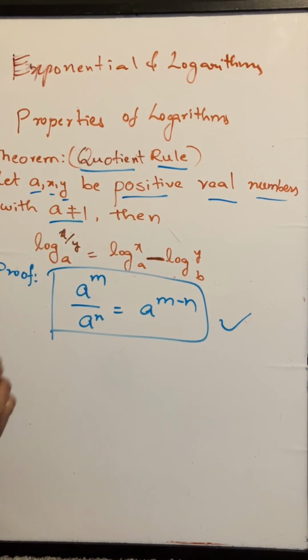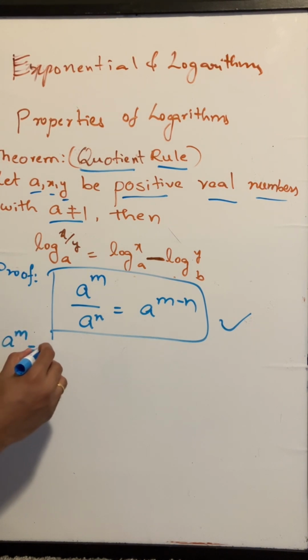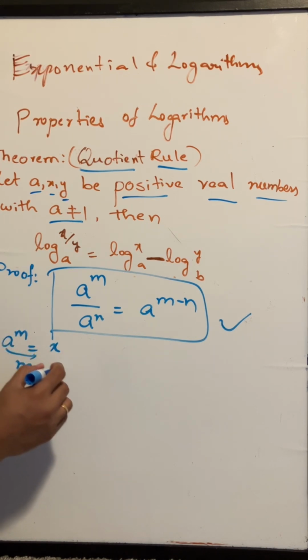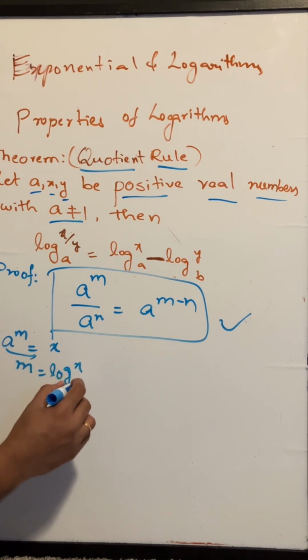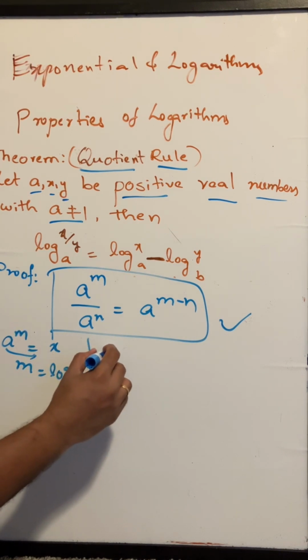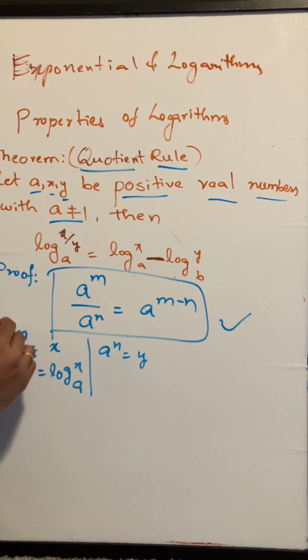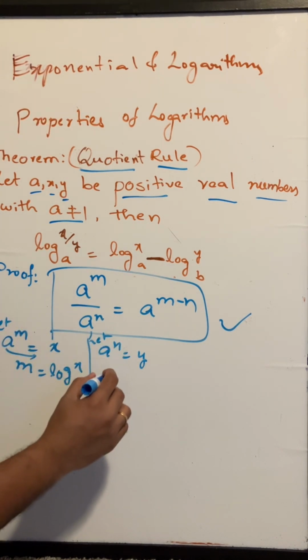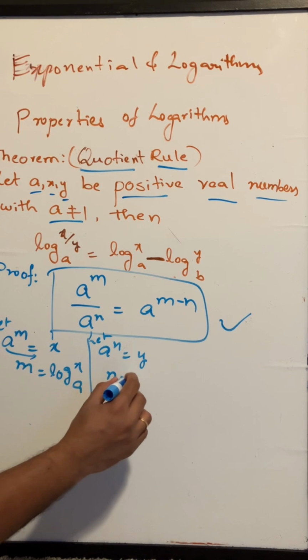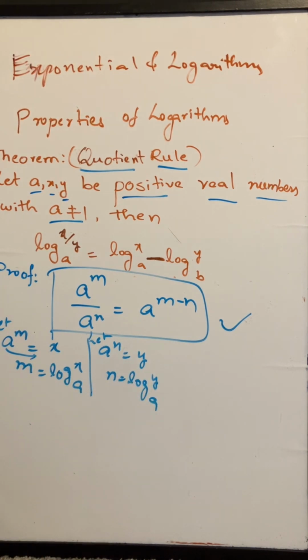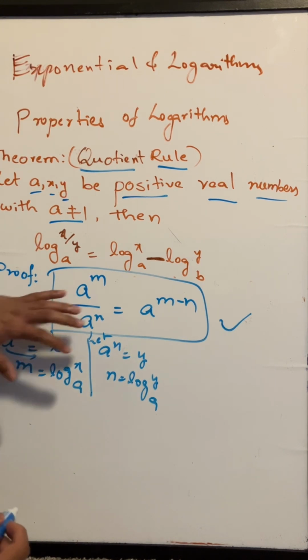So we follow the same thing. a to the power of m, we call it x. Then m equals, it's all notation, if a goes to the other side, it becomes log x base a. Then a to the power of n equals y. Let, all these are lets. Then n equals log y base a. Good.